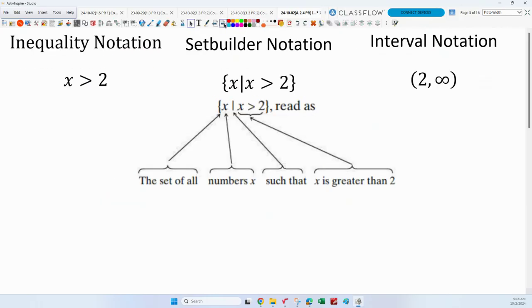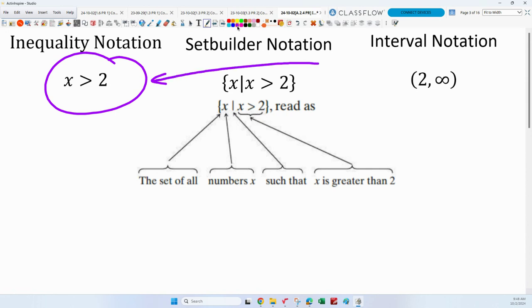All right. Real quick, just a reminder here. We actually have three types of notation we could use. We're not really going to use set builder notation. We're just going to use inequality notation and interval notation, right? So I just want you to see that these two things go together. They mean exactly the same thing. They're just different notations, okay?